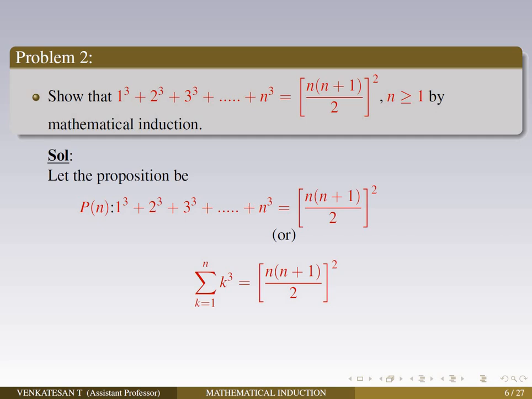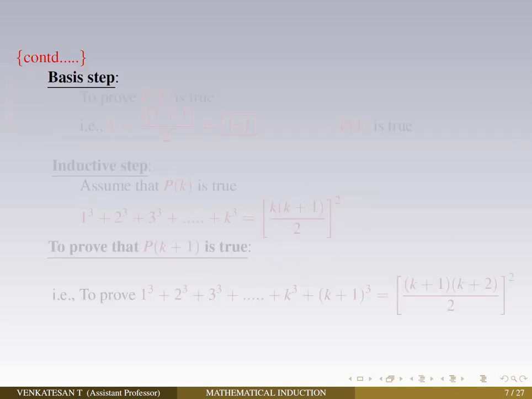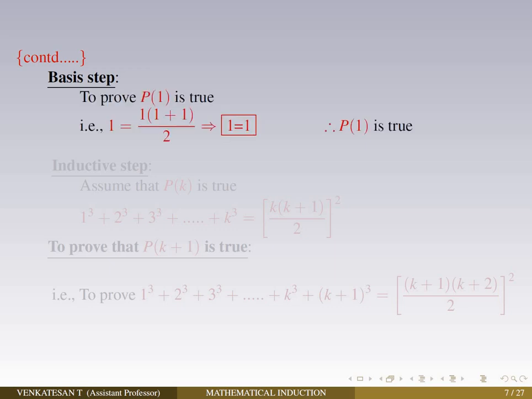Now consider the left hand side. As I said, in the principle of mathematical induction, my first step is the basis step. So we have to start with the basis step. Since n greater than or equal to 1 was given in the question, I want to prove P(1) is true. Replacing n values with 1, you will be getting 1 is equal to 1. Therefore, P(1) is true here.